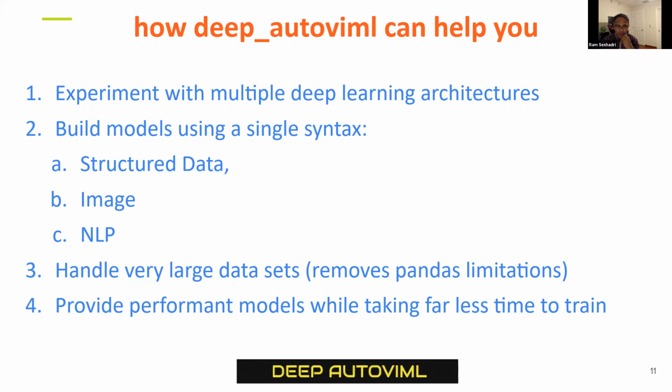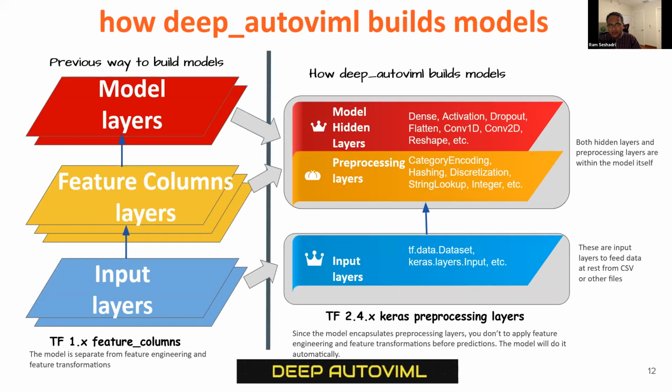So that's the reason why it's like that. And finally, it can handle very large data sets, and it'll take very little time. Let me show you how fast it is on a data set. So this is kind of an internal, behind the scenes look at Deep AutoVIML.